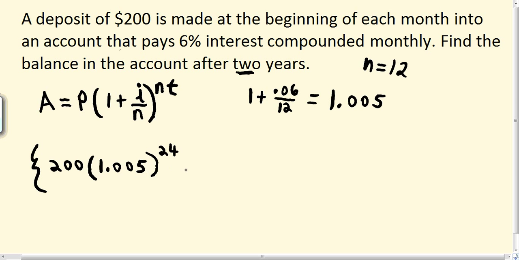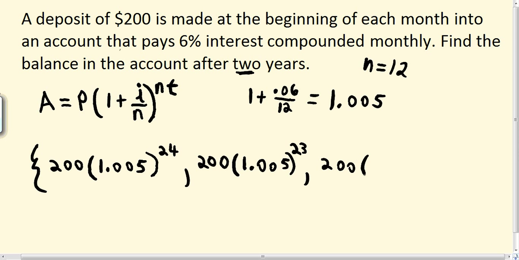All right. The second $200, the one that you deposit at the beginning of the second month, is only going to be compounded for 23 months. So 1.005 is only going to be raised to the 23rd power. And it continues like this. The next payment of $200 is only going to be compounded for 22 months. 1.005 to the 22nd power, and it continues on in this fashion.